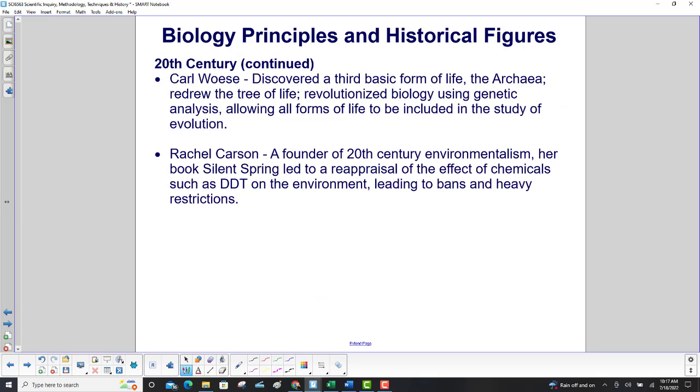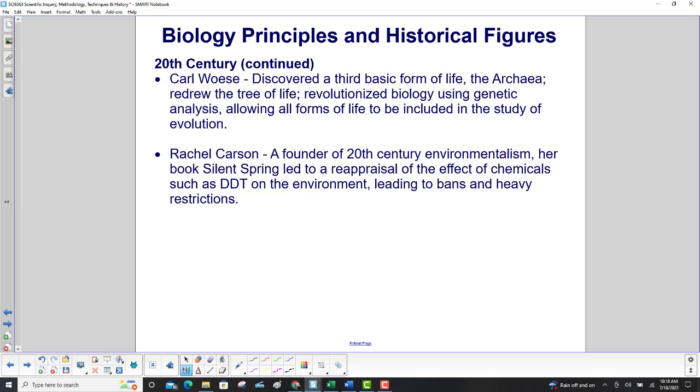Carl Woese discovered a third basic form of life, the archaea, redrew the tree of life, and revolutionized biology using genetic analysis, allowing all forms of life to be included in the study of evolution.